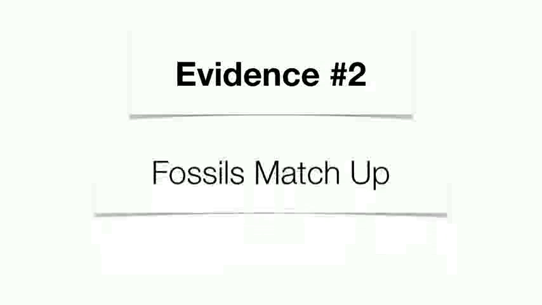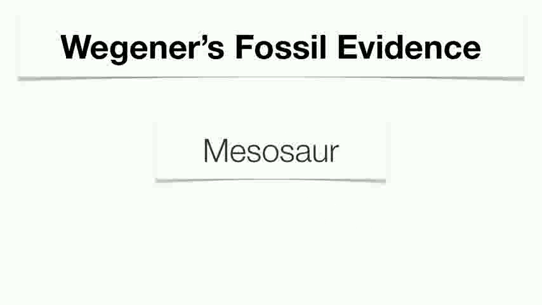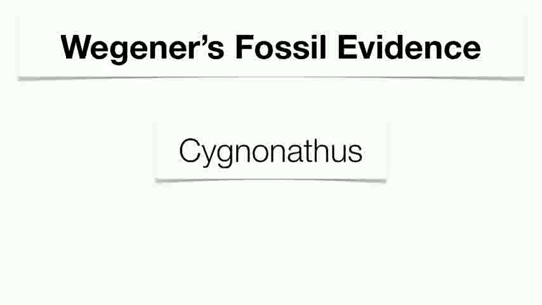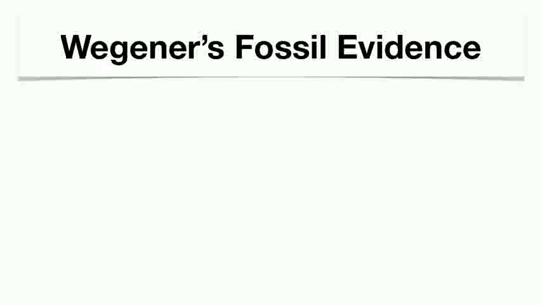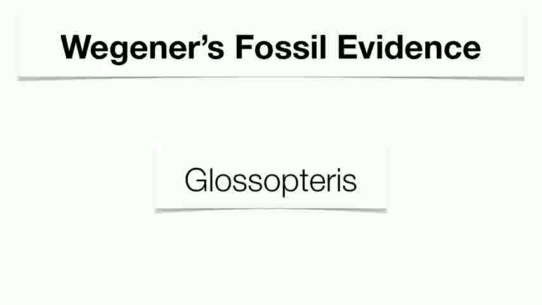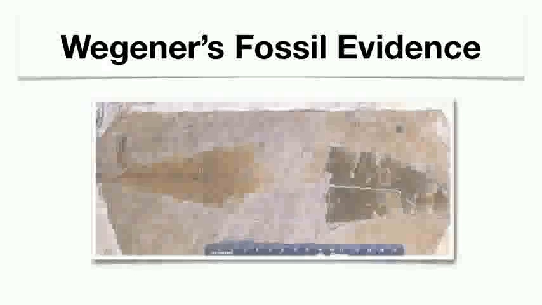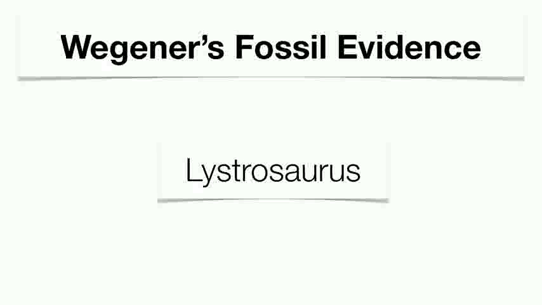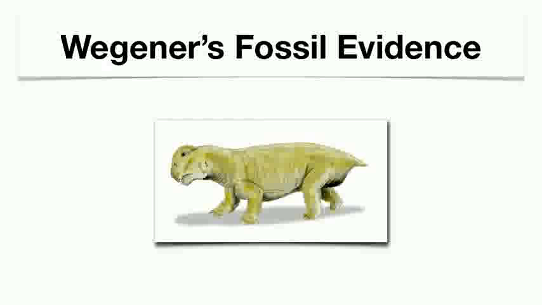The next piece of evidence was he spent some time looking at fossils, the dead plant and animal remains that are found in rocks. And he noticed that there was a little bit of a pattern here. So he focused on a fossil called Mesosaurus, Cynognathus, Glossopteris, which was a plant, and Lystrosaurus. And what he found amazed him.